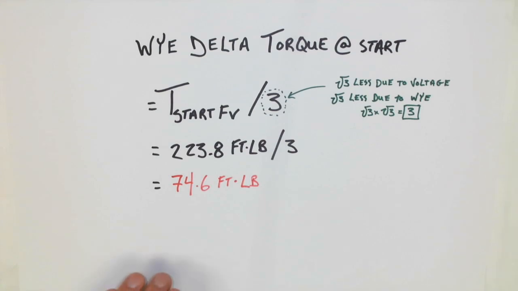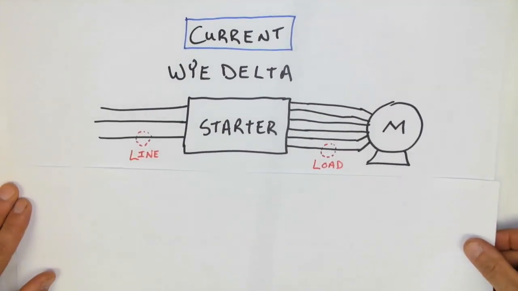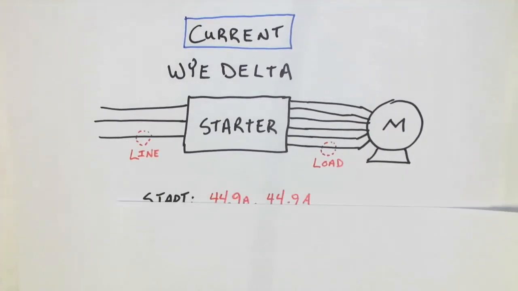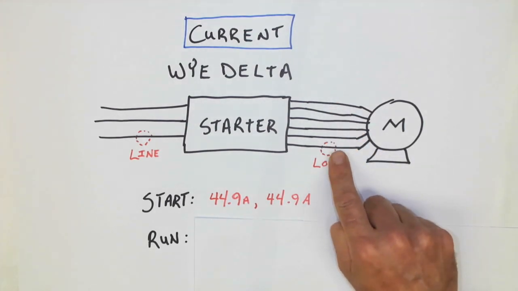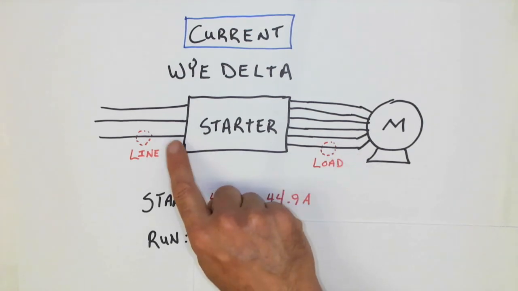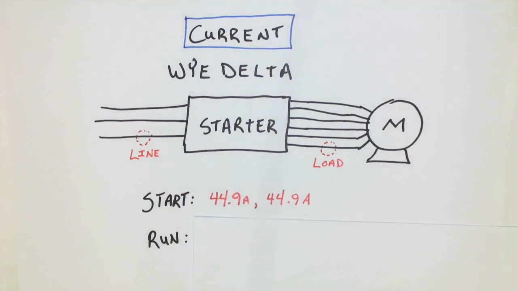Let's take a look now at the current values that we would anticipate on both the line and the load side of this motor starter. During start, we know that the current is going to be the same on both sides. 44.9 amps is where we would expect to measure the current, and that current could be measured in any of those 6 load side conductors. 44.9 would also be measured on any of these 3 line side conductors.